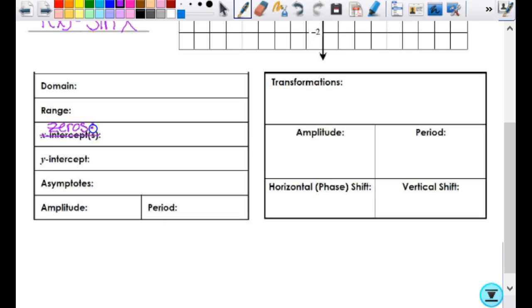So my zeros, they happen how often? How much? Every pi. It's starting at 0, right? 0 is included in there, right? So could I say maybe my zeros would be like n times pi? Does that make sense? What would n have to be?